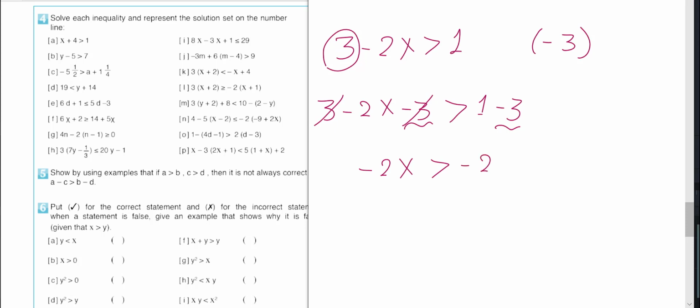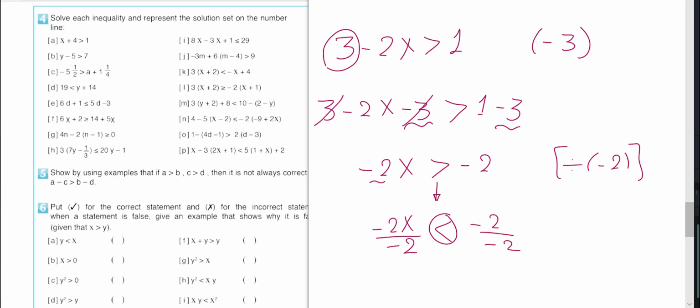Here the coefficient is negative 2, so I will divide by negative 2 on both sides of the inequality. I start a new step to divide by negative 2, because the sign of the inequality will be changed. So negative 2x divided by negative 2. We agreed that when we multiply or divide by a negative number the sign will be changed. So here, more than becomes less than. Then negative 2 divided by negative 2 again.